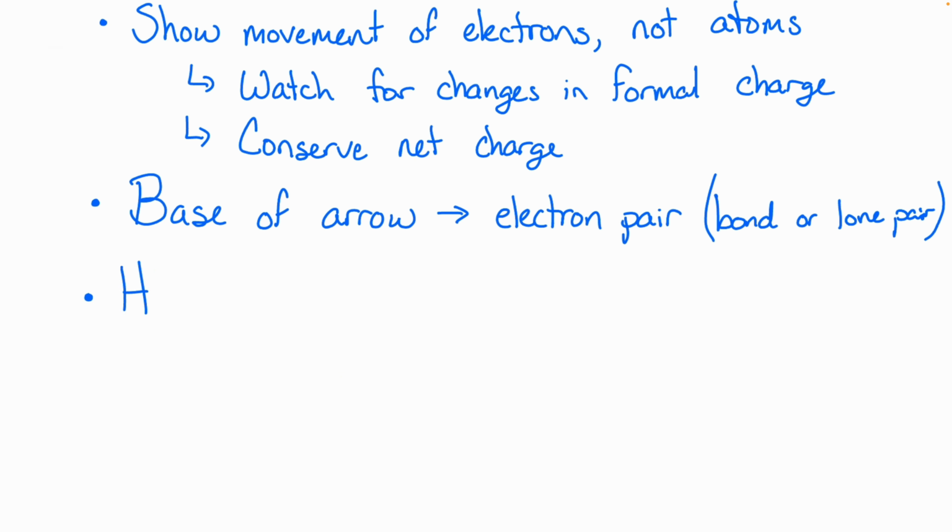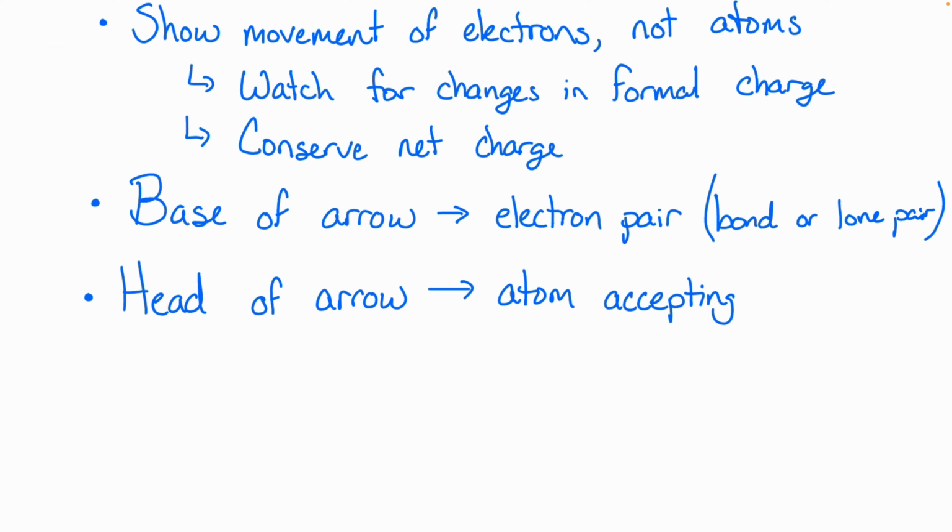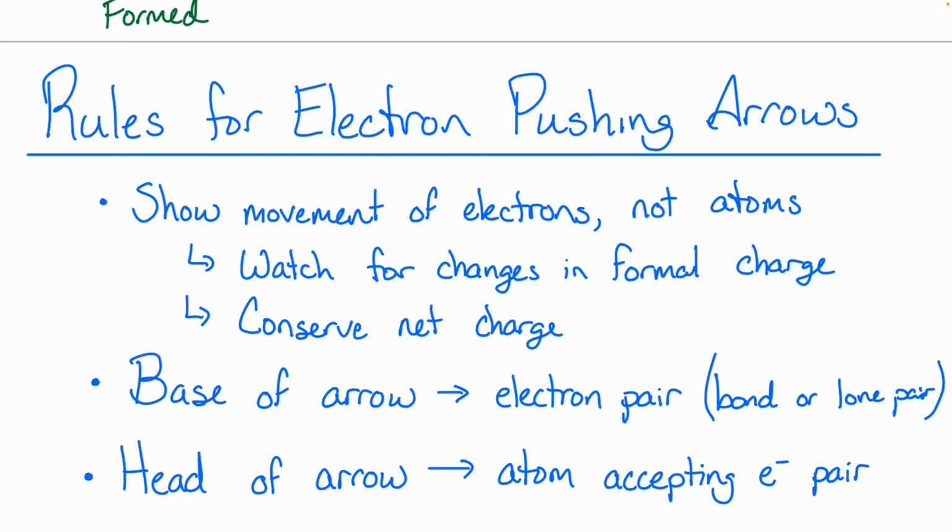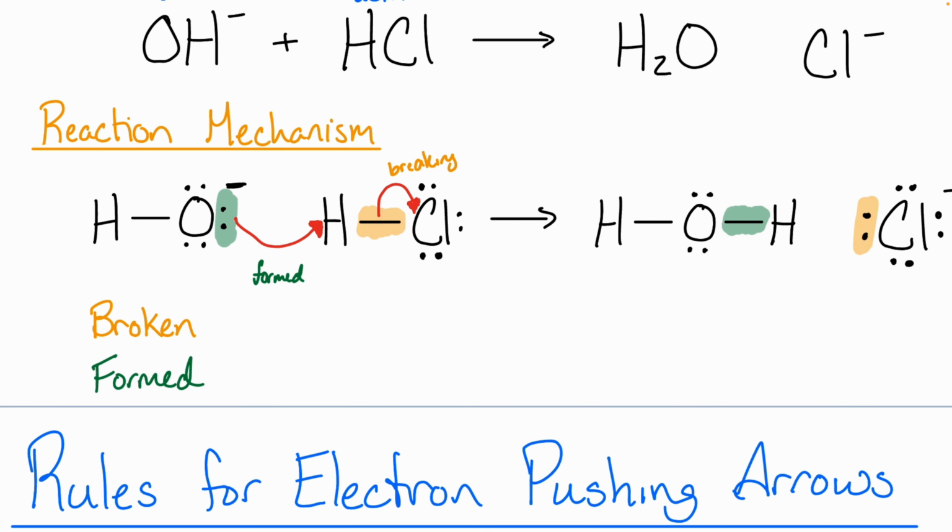Okay, and then the head of the arrow. This is on the atom, points to an atom. And that atom is accepting that pair of electrons. All right, so again, going back to our previous example here, the head of my arrow was at this hydrogen atom. It was accepting that pair of electrons, forming our new oxygen-hydrogen bond.